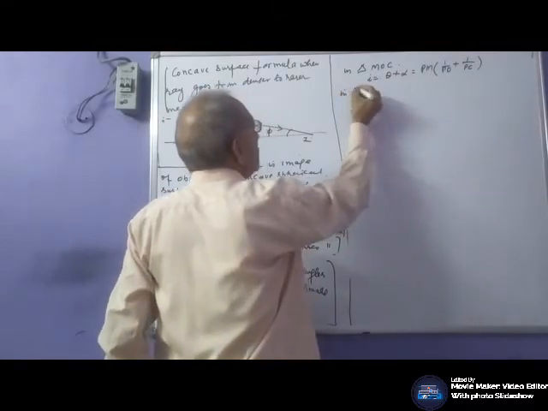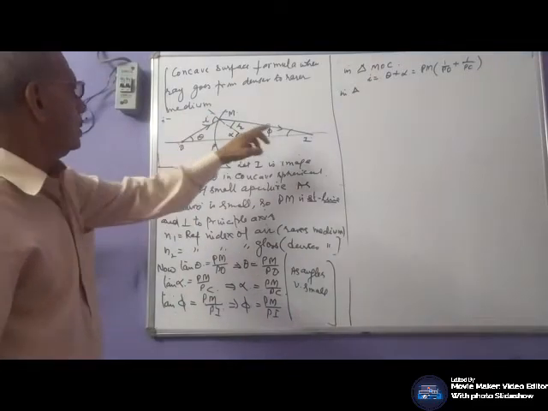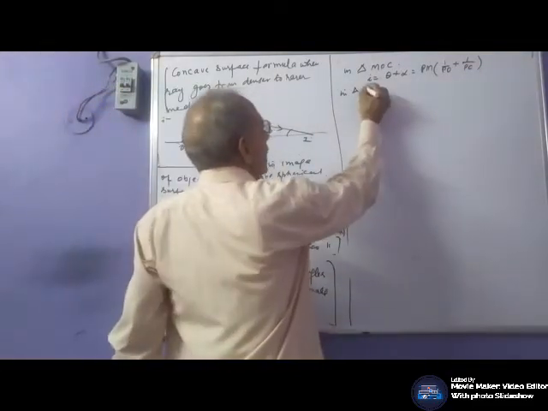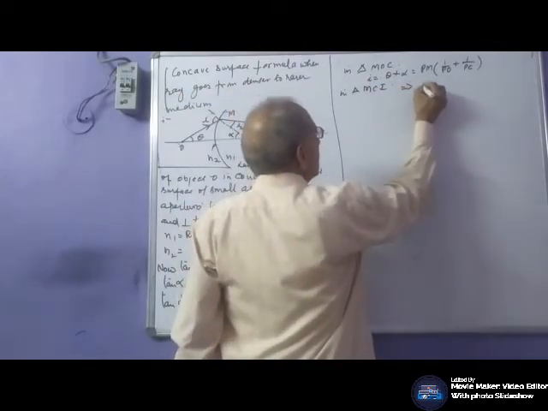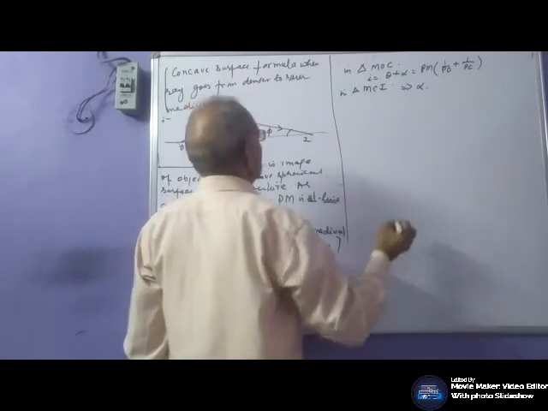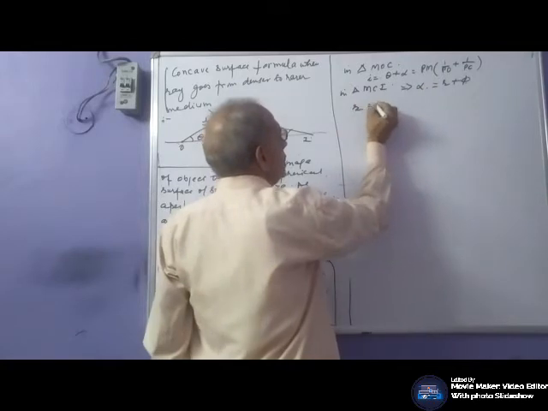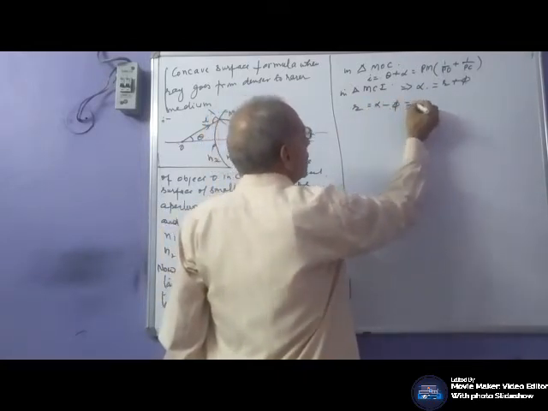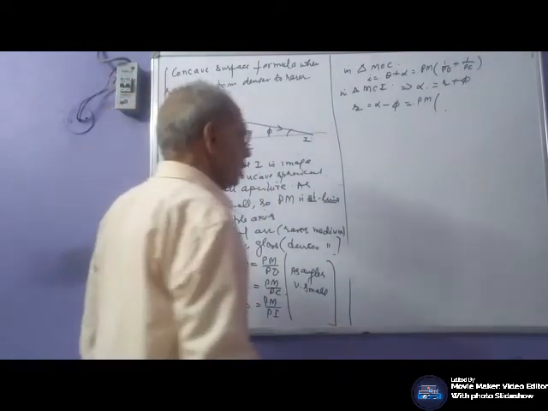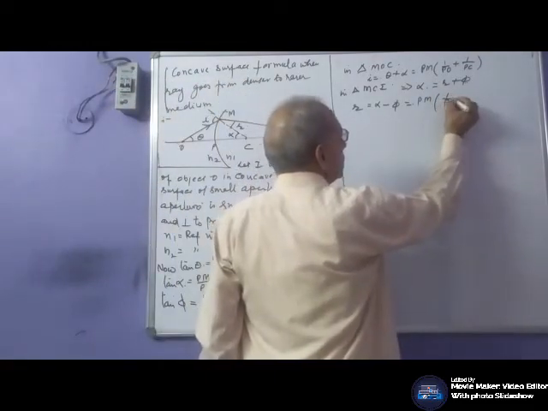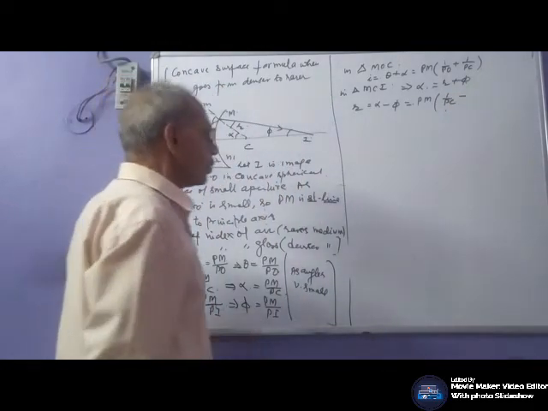In triangle MCI, this is R. The external angle is alpha. It is R plus phi, so R comes out to be alpha minus phi. Alpha is PM common 1 by PC, minus phi, 1 by Pi.